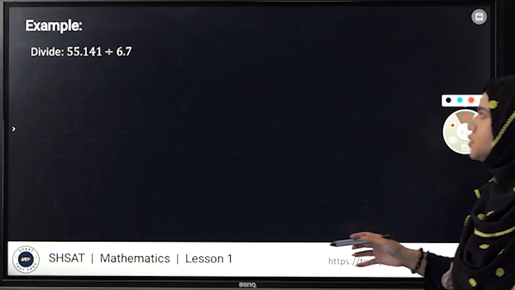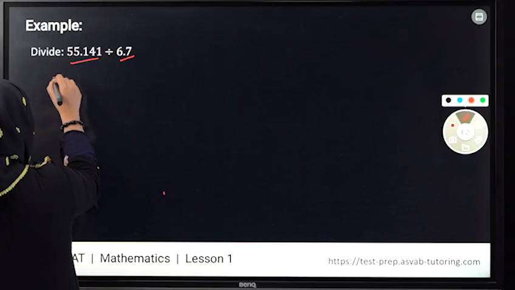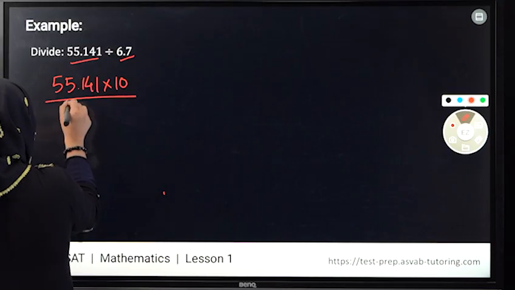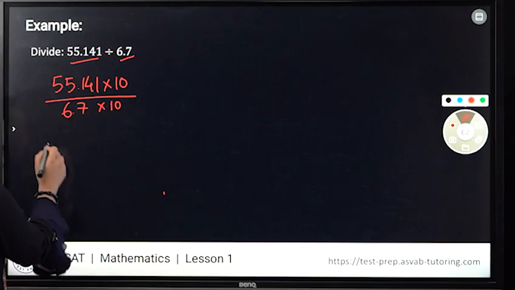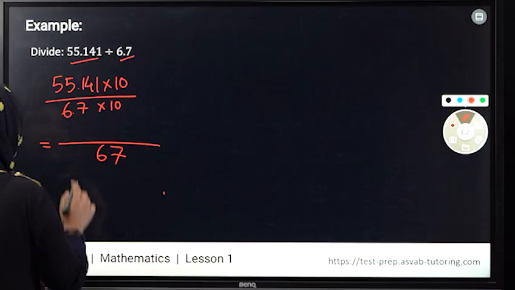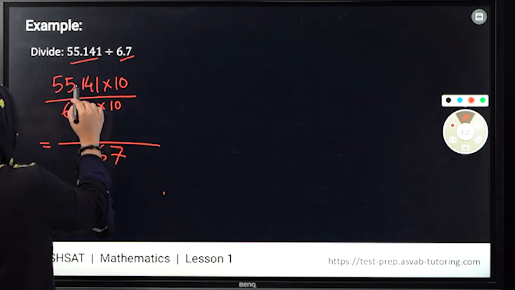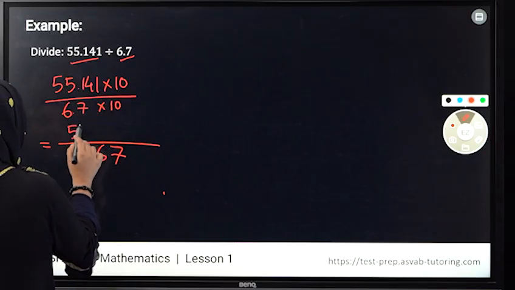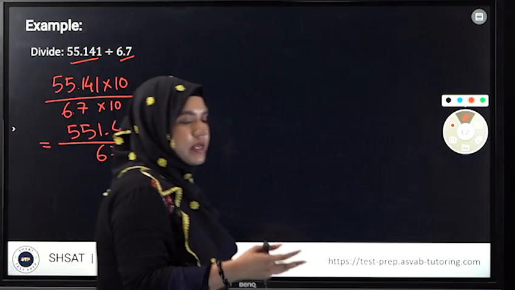There's another format that you can do, and that is we have 6.7 and we have 55.141. Let me just do a times 10 over here and a times 10 over here. Why, you may ask? Because of course we know that if we multiply by 10, 6.7 is now 67. But what happens to this? As I've previously explained, the decimal is just going to move 1 unit to the right. So that gives me 551.41, right? That is my answer.